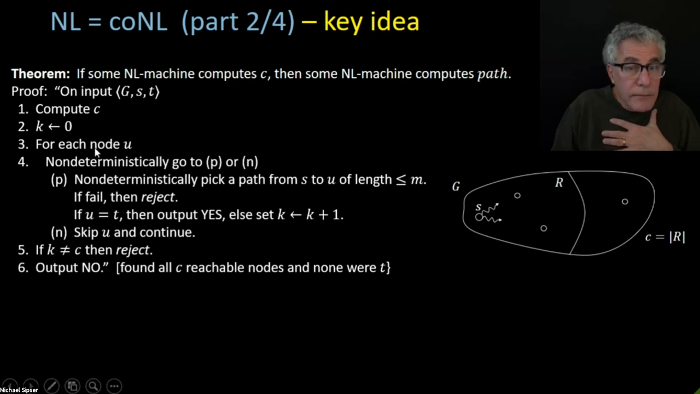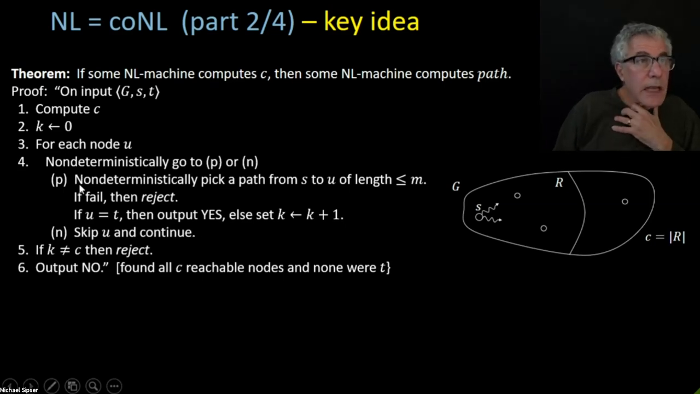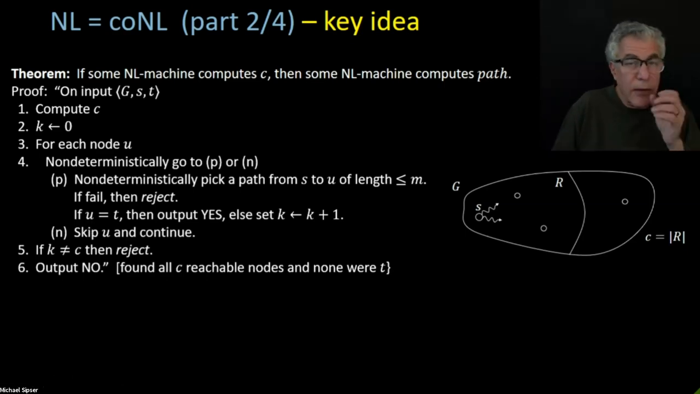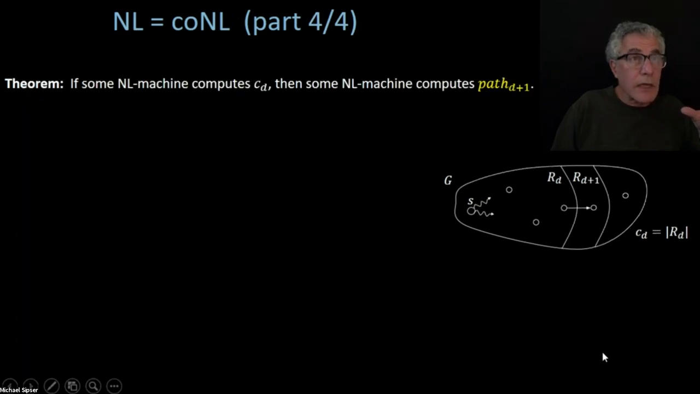What does step 4 mean? Step 4 means for each node, I'm guessing that the node either has a path to it from S or does not have a path to it from S. We're out of time, so I'm happy to discuss this in office hours. I'm just going to skip over the rest of the slides here.